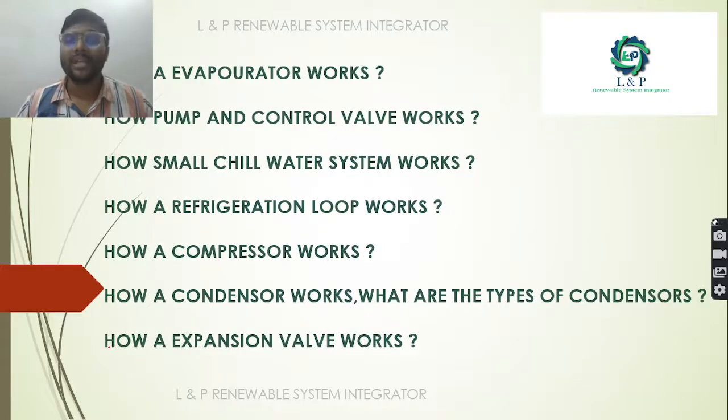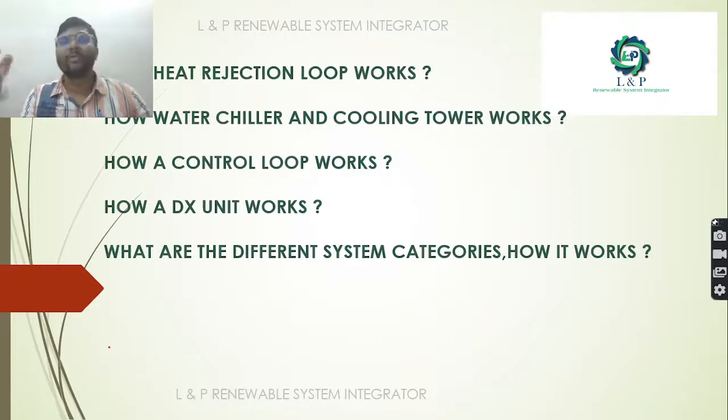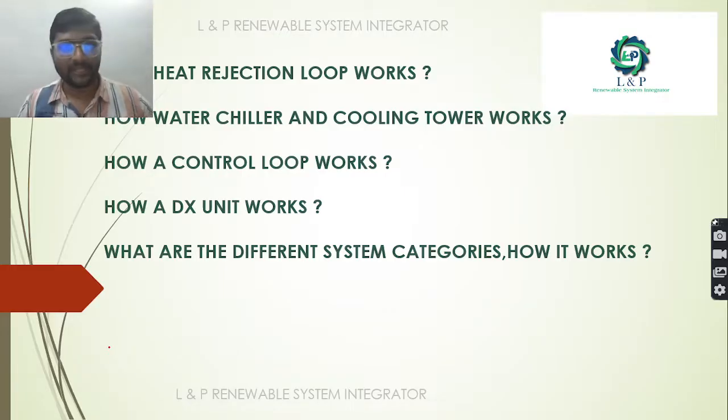And how does a chilled water loop work, and how do the evaporator, pump and control valve, small chilled water systems, refrigeration loops, compressors, condensers, the different types of condensers, and the expansion valve work? How all these components work, we are going to see today. And how does the heat rejection loop work, and what are the water chiller, cooling coil and cooling tower? How does the control loop work, and how does a DX unit work, and what are the different system categories? And most importantly, how to analyze a project, and how to make a cost effective project, and what are the important parameters that we need to consider before choosing the equipment.